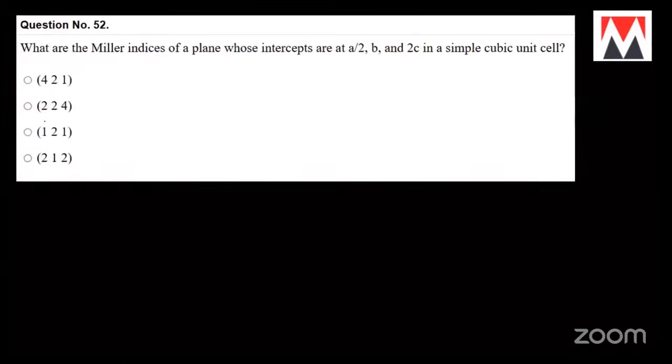The Miller indices of the plane whose intercepts are a by 2, b and 2c. You have intercepts 1 by 2, 1, 2. So the reciprocals of the intercepts will be 2, 1, 1 by 2. If you make this into integers, it will be 4 2 1. So your plane will be (4 2 1).